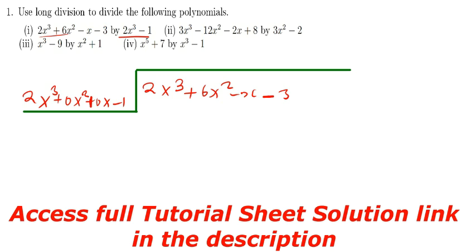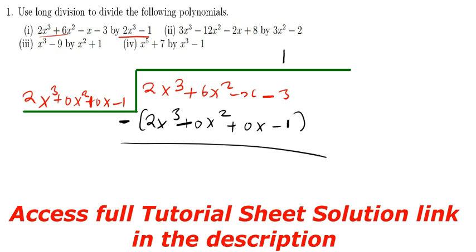So let's see. 2x to the power 3 divided by 2x to the power 3 is 1. So 1 has to be written straight with the term which doesn't have x in this manner. Now 1 times everything I have here will give me the same thing. So I'll end up having 2x to the power 3 plus 0x to the power 2 plus 0x then minus 1. If I do minus right now, the first term is going to be 0, and I'll end up having 6x squared minus x minus 2.